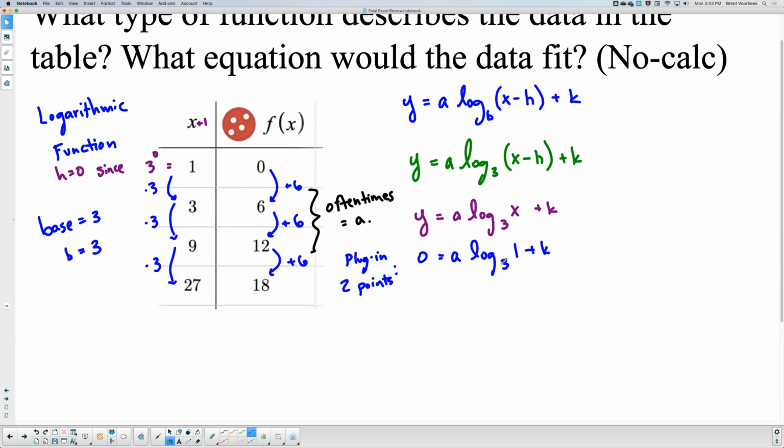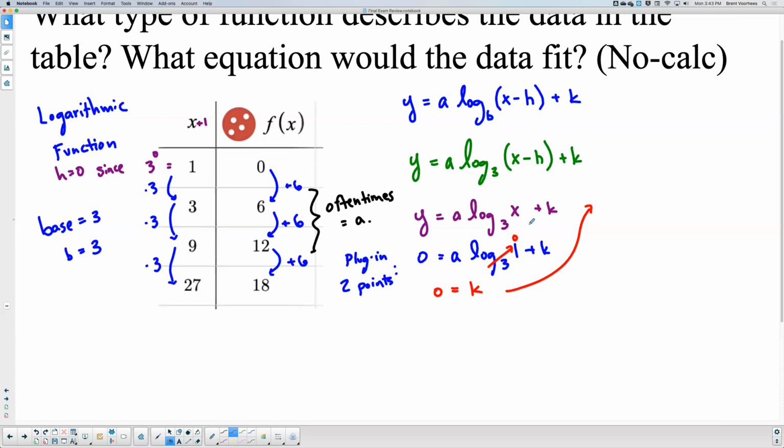Well, this is saying 3 to what power is 1? The answer is 0. And so that cancels out, and 3 to the 0 power is 1. So that's 0. If I simplify here, I have a times 0, which is nothing, plus k. 0 is k. Well, that's great news. Now that I know that k is 0, I can take that back up and plug into our equation.